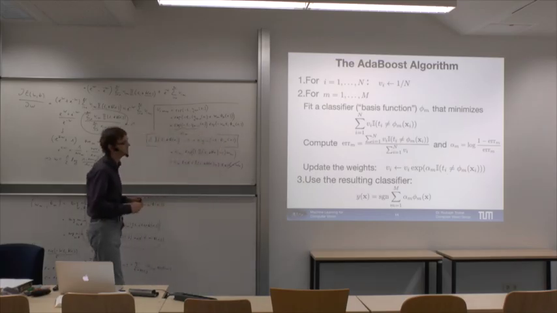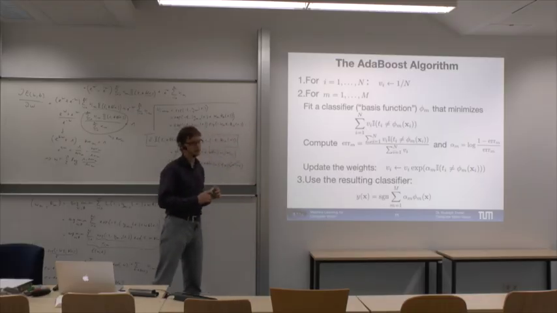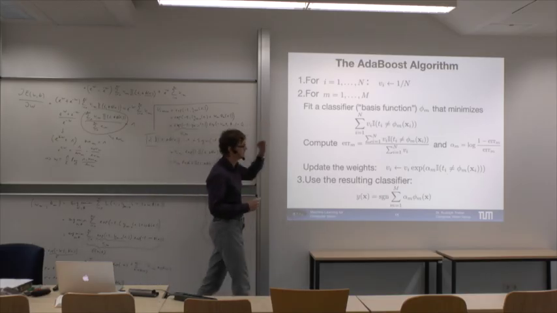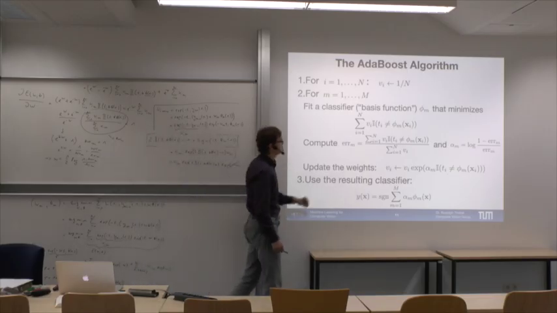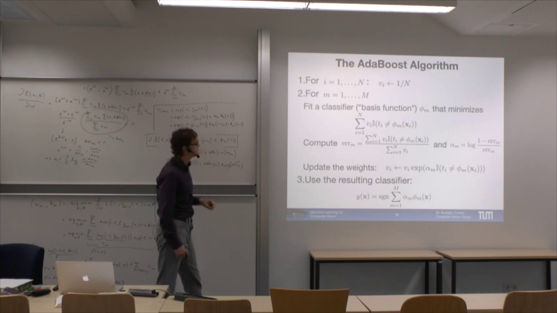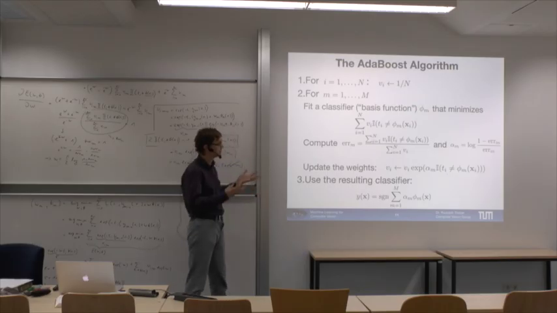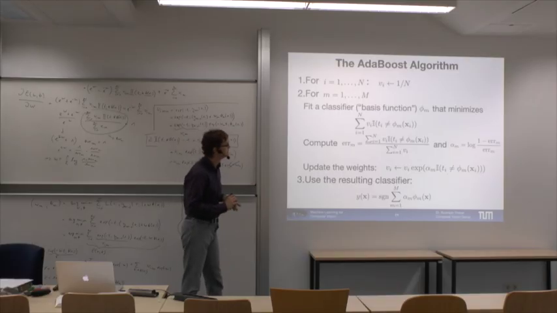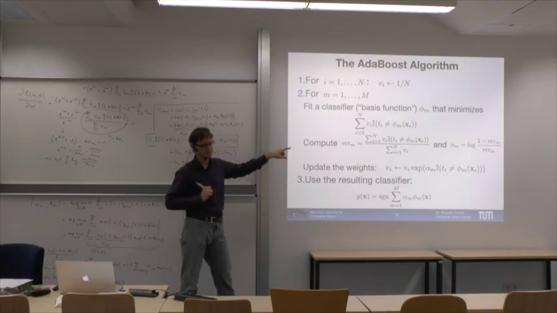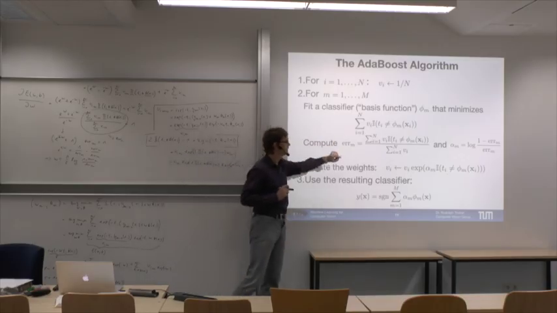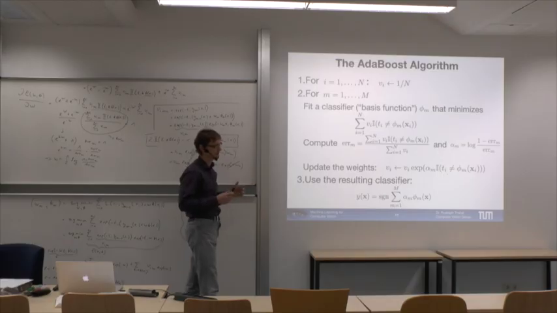It's just that. So we first initialize all our weights. That's important, of course. All the v_i have to be initialized. Every data point gets the same weight in the beginning, 1 over n. Then we have capital M training rounds, right? And in every training round, the first thing we do, we fit a classifier. We call this a basis function, or in Adaboost it's called a weak classifier. We fit a classifier that minimizes this thing here, right? The weighted sum of the number of incorrectly classified data points, right?